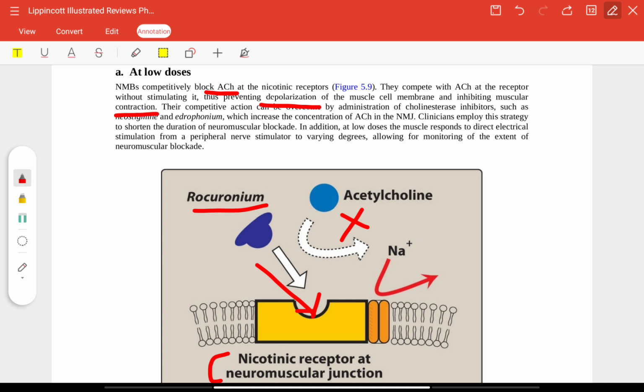Now, competitive action can be overcome by administration of cholinesterase inhibitors, physostigmine or edrophonium. It will increase the concentration of acetylcholine at the neuromuscular junction. So this strategy shortens the duration of the neuromuscular blockade. In addition, at low doses, the muscle responds to direct electrical stimulation from a peripheral nerve stimulator to varying degrees.